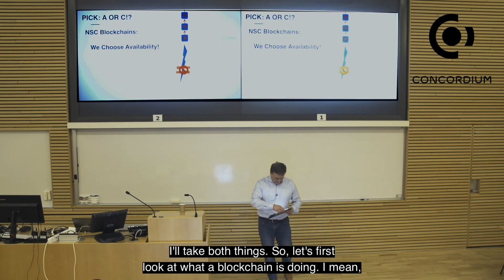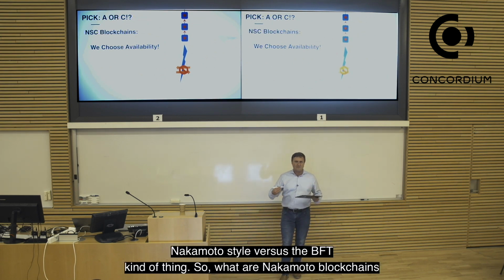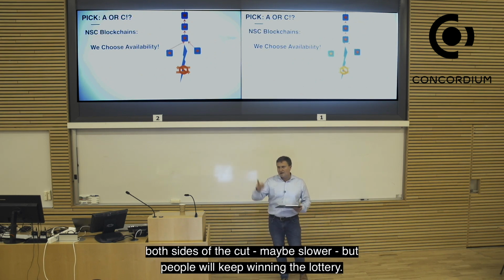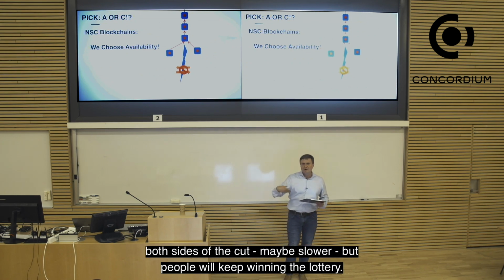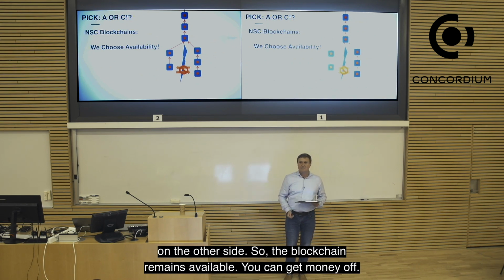So let's first look at what blockchains are doing. What are the different blockchains out there doing, Nakamoto style versus the BFT kind of thing? So what do Nakamoto blockchains do in case of a partitioning? Well, people will keep winning the lottery on both sides of the cut, maybe slower, but people will keep winning the lottery. So you'll be building 2 blockchains, one on one side of the cut and another one on the other side. So the blockchain remains available. You can get money out, you can make transfers.